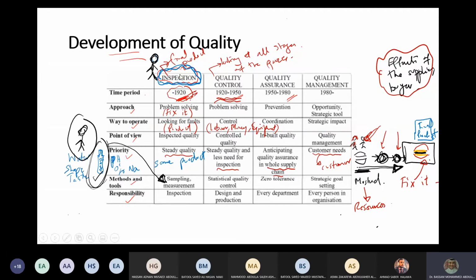So the way the inspection used to be before is that there's a problem, fix it. However, for quality control, now we need to control things. So I will not look at the final product only. I will look at all stages of the process inside the organization, inside of my company.